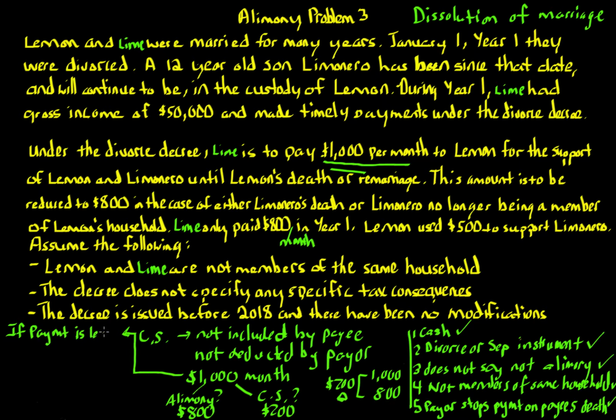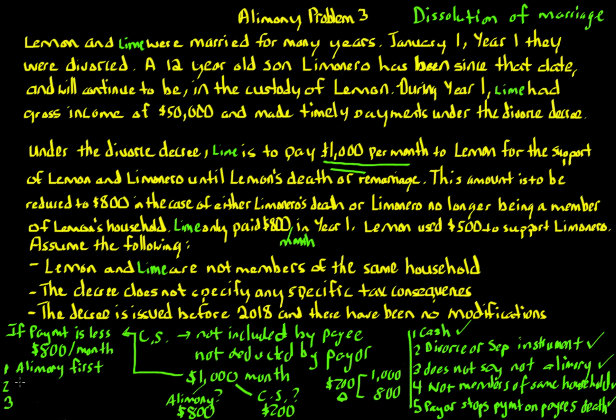If payment is less, which is what we have here, $800 per month is what Lime is paying. So the way I see it, there are three options of how the tax law could treat it, and I'll tell you what the answer is, but I want you to understand what the three options are. The first is that all 800 is alimony, or we do alimony first, and then the rest is child support, which is better for the payor, right? Because anything that's alimony is deductible, and anything that's child support is not. So that's the first option.